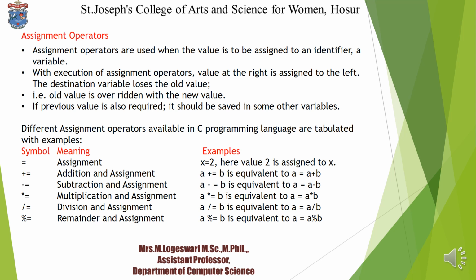We are going to talk about assignment operators. Assignment operators are used when a value is assigned to an identifier. Execution of the assignment operator is from right to left, and the old value is overridden by the new value. There are different assignment operators: assignment, addition and assignment, subtraction and assignment, multiplication and assignment, division and assignment, remainder and assignment. One example is x equal to 2, which means 2 is assigned to x.